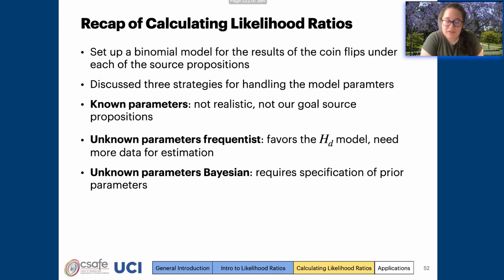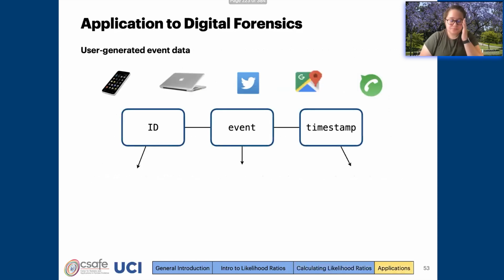Or we can do a Bayesian strategy for estimating these parameters, but this requires that we specify some prior distributions. So we have to specify those alpha and beta terms. And so we'll stick with the Bayesian method of estimating these as we go into the last section of the webinar, which is going to be our applications to digital forensics. So this is some of our recent work.